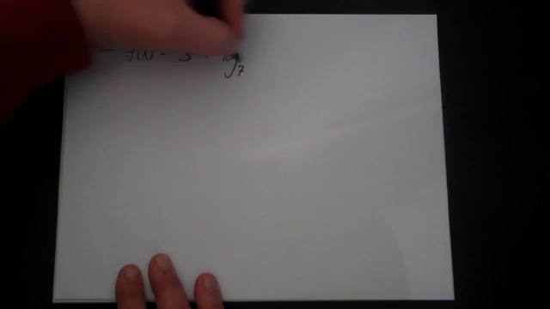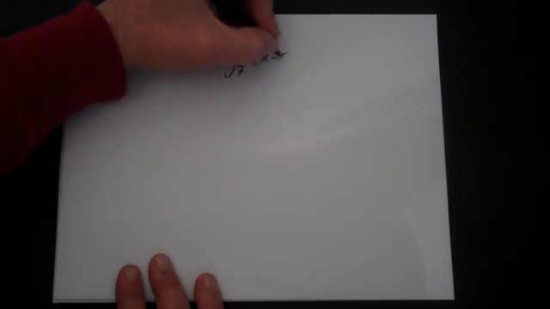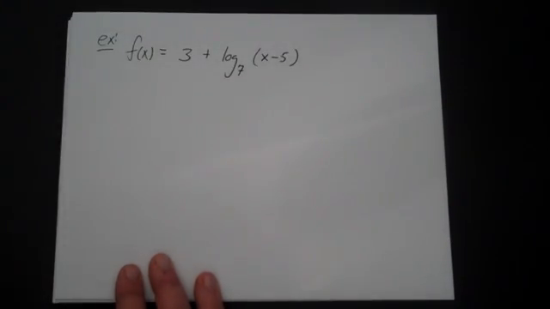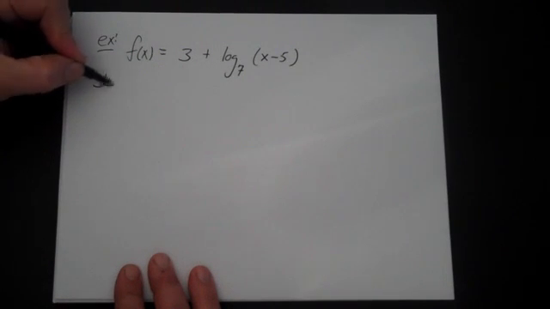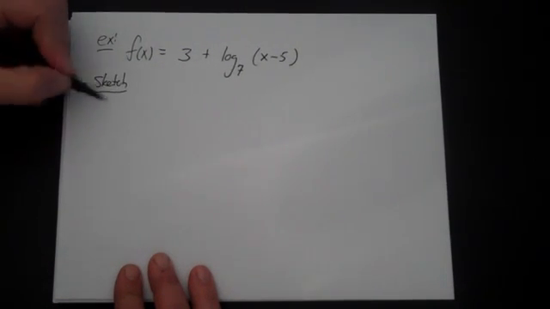So let's look at this. Let's look at an example. Let's look at f of x is equal to 3 plus log 7 of x minus 5. So the first thing we want to do is sketch the graph out and pay close attention to what the asymptote is here.